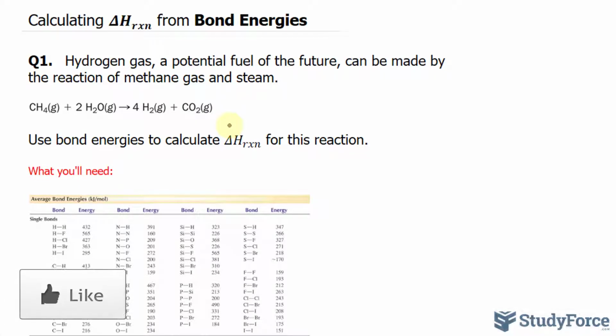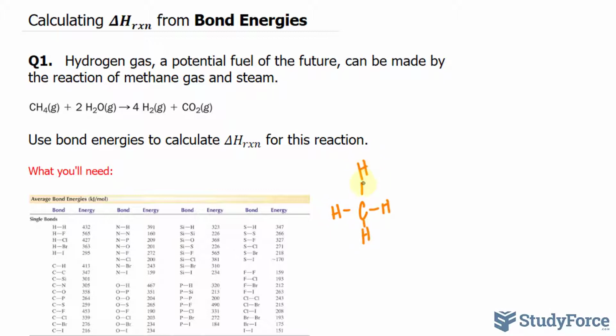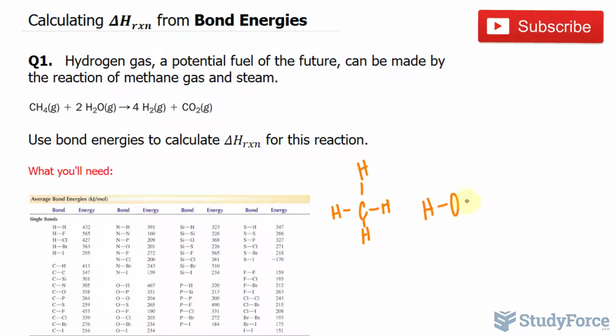The first thing that you want to do is begin by rewriting the reaction using the Lewis structures of the molecules involved. And for these molecules, that's not really hard to do. Let's start with methane. We have the central atom C and the hydrogens surrounding it. So this is what methane would look like, its Lewis structure. H2O, we have oxygen in the central position and 2 hydrogens.